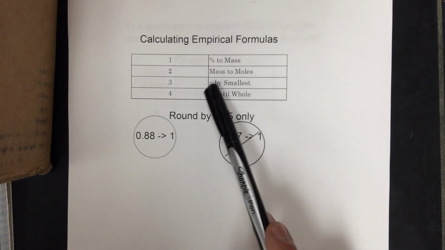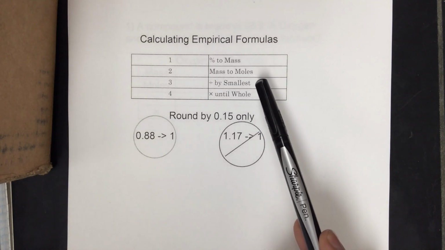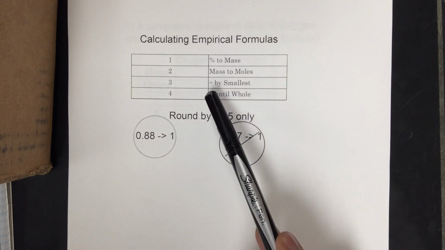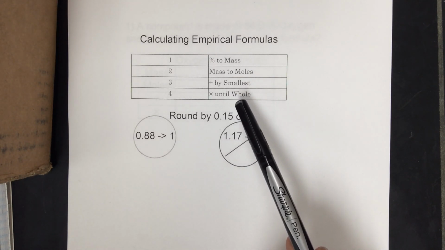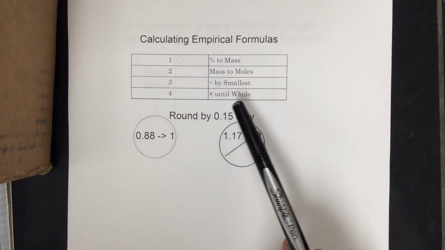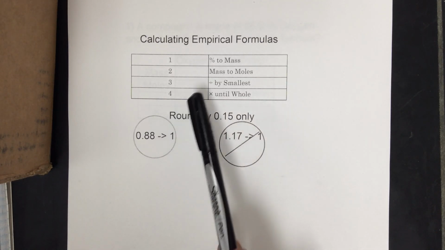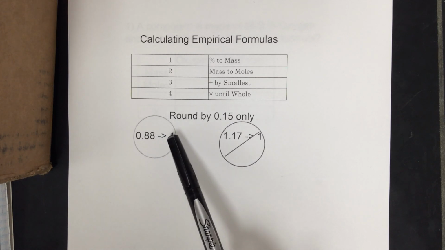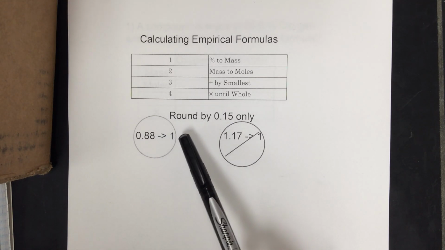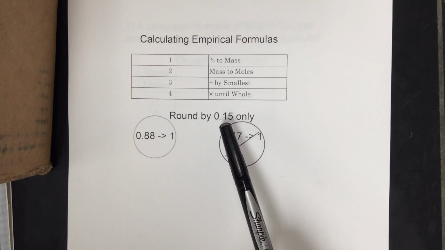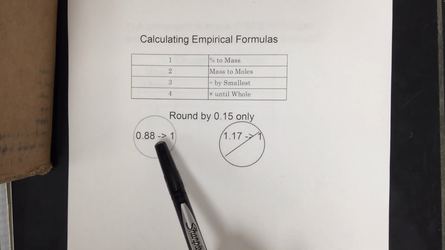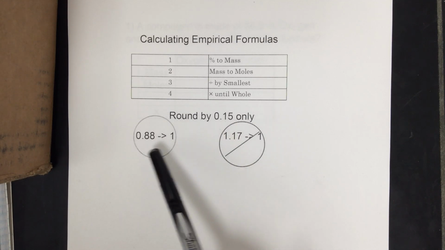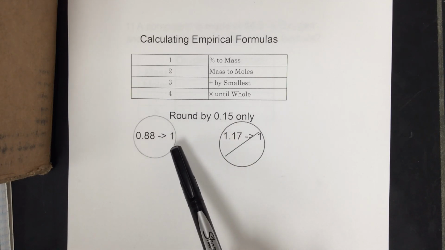Sometimes when you divide by your smallest numbers, your answers are whole numbers. If they are not, you need to multiply each of them by a common factor until they all become whole numbers. If you come out of your divide by smallest step and you get something that's really close to a whole number, you are allowed to round, but only by 0.15. So if I got 0.88, that's close enough to 1, it's less than 0.15 away, that I would be able to round 0.88 to 1, a whole number.